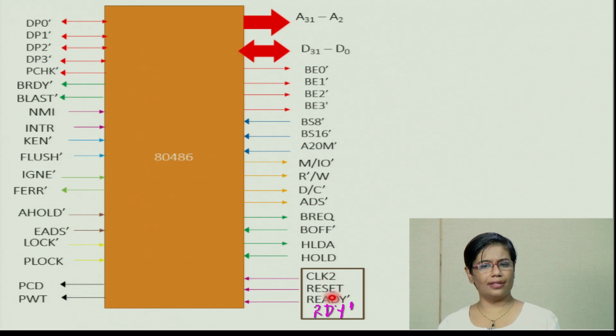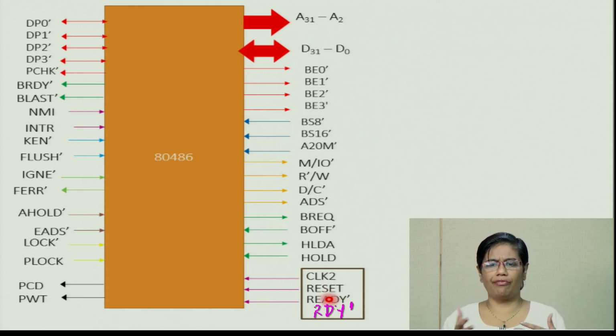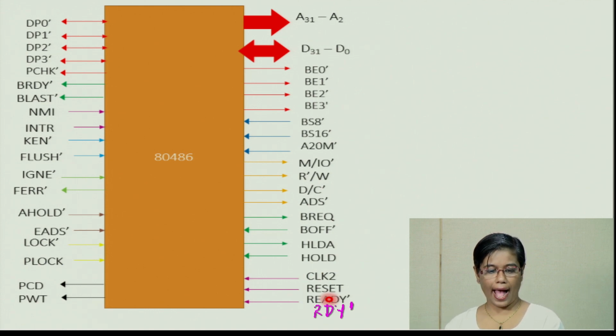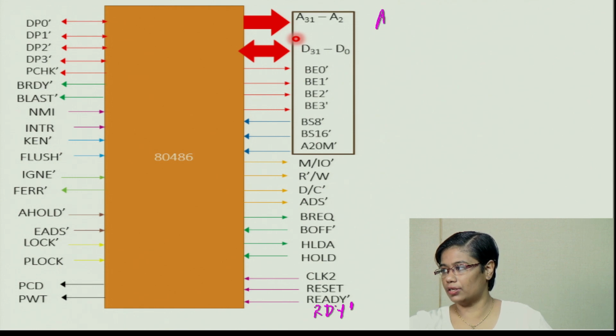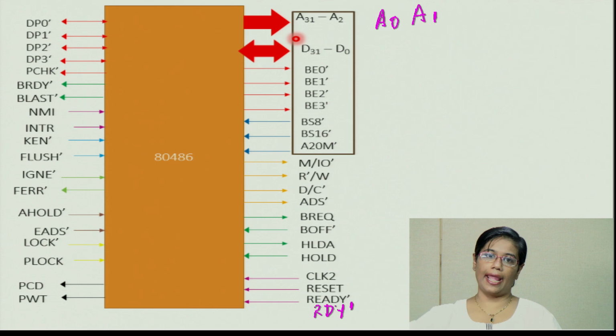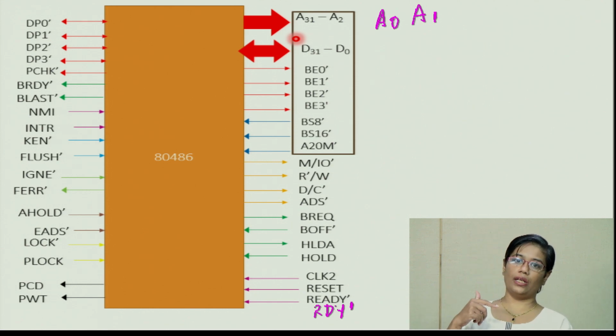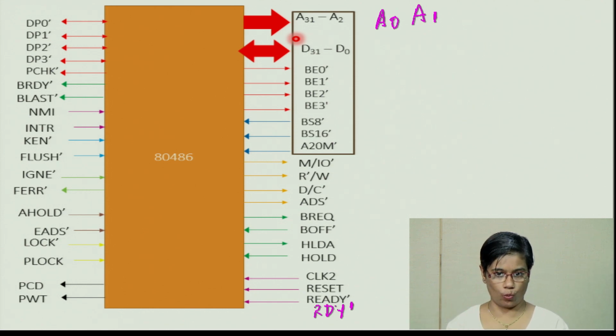So these are the signals which were common starting right from 8086. We have been seeing these signals. Now, other than the clock, reset and ready, we have the address and the data lines. We have the address lines A2 to A31. Remember, in 80386 itself, we didn't have the address lines A0 and A1. So address lines A0 and A1 are not available in 80386. They are not available in 80486 as well.